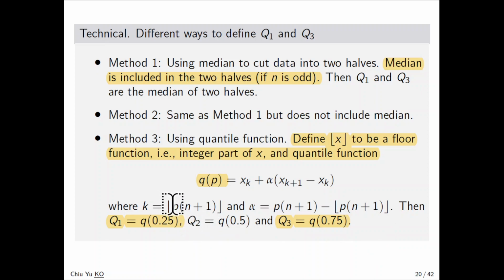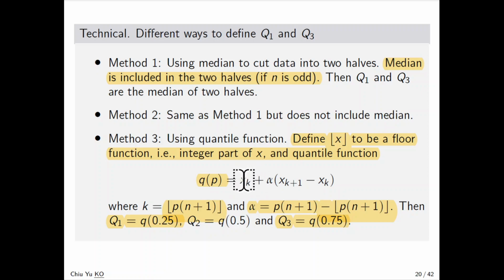So how do we calculate? By definition, that will be p times n plus 1. If this is exactly a whole number k, then this floor function will mean nothing, because the floor function of an integer is itself. And this alpha will be the decimal part, the difference. So when this is a whole number, this alpha will be 0, and the small q will give you exactly the location of this number.